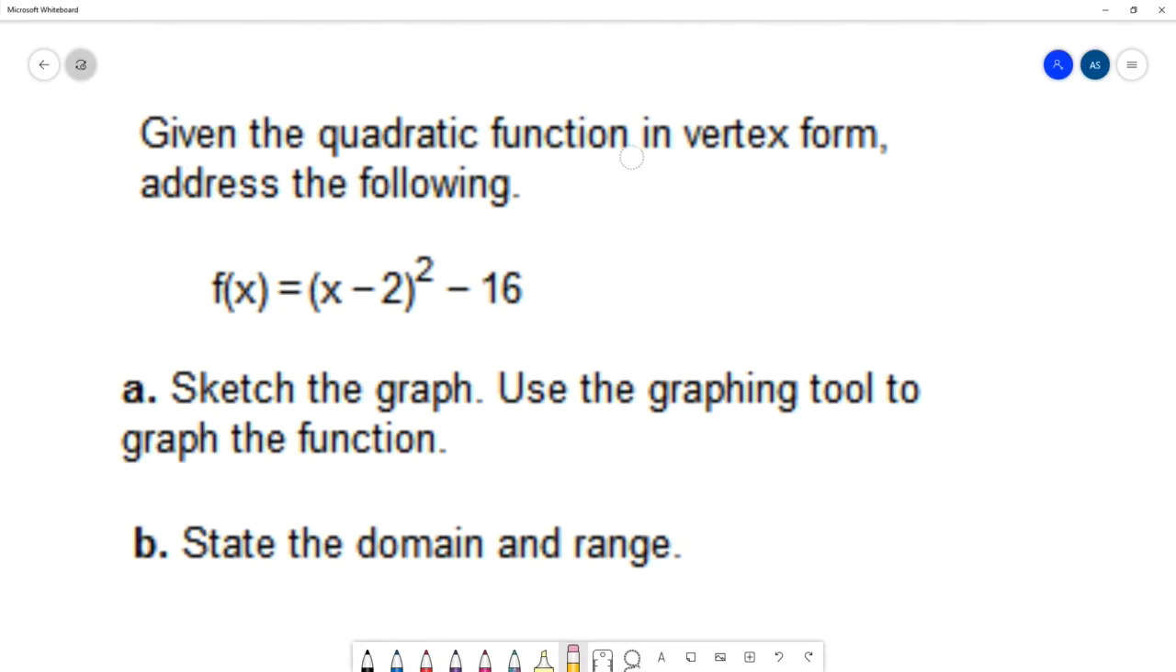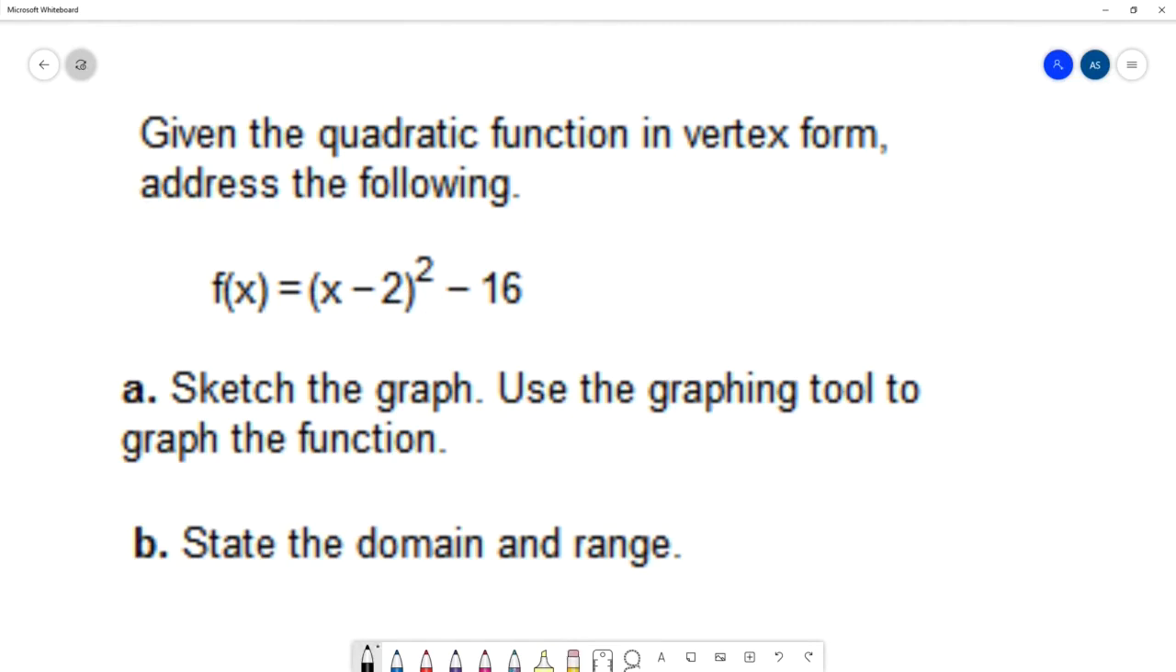Given the quadratic function in vertex form, address the following. We want to sketch the graph, use the graphing tool. This refers to my math lab. And we want to state the domain and range. We want to do that for this quadratic function that's in vertex form. F of x equals x minus 2 squared minus 16.